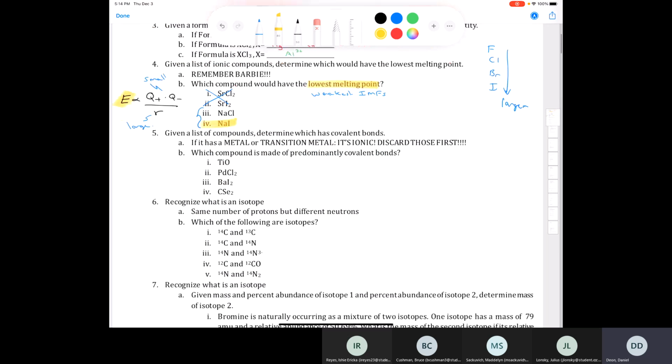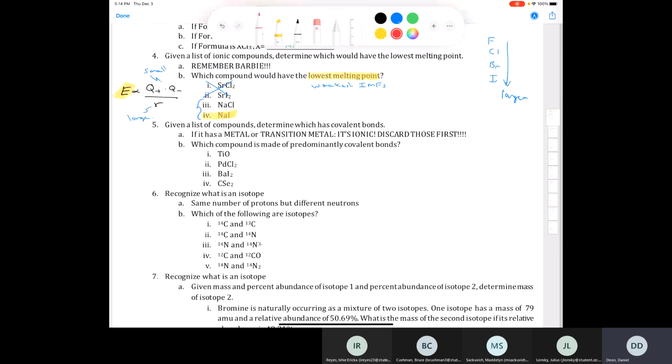lowest melting point. All right, number 5, it says, given a list of compounds, determine which has covalent bond. And her hint is, if it has a metal or a transition metal, it's ionic. Just get rid of it. So we're looking for a compound here that has predominantly covalent bonds.